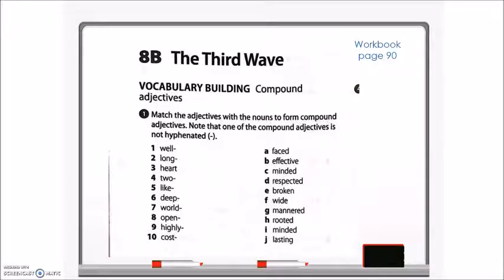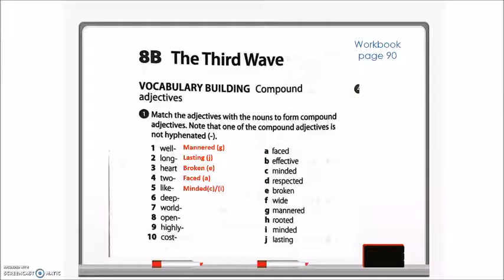Number 1. Well-mannered. It will be letter G. Number 2. Long-lasting. It will be letter J. 3. Heart-broken. Well, we have all been through this, so this is not new for us. It will be letter E. 4. Two-faced. It will be letter A. 5. Like-minded. This, guys, has two possible answers, as you can see, it repeats itself. Letter C and letter I are minded, both of them.